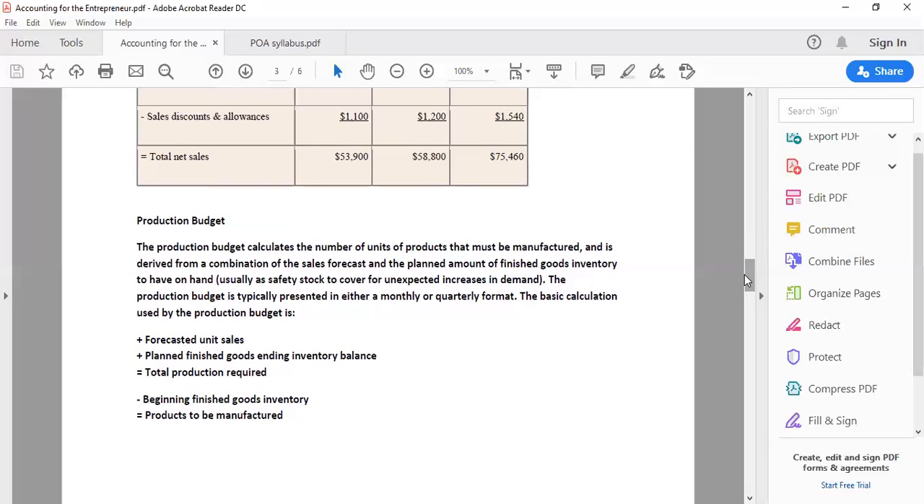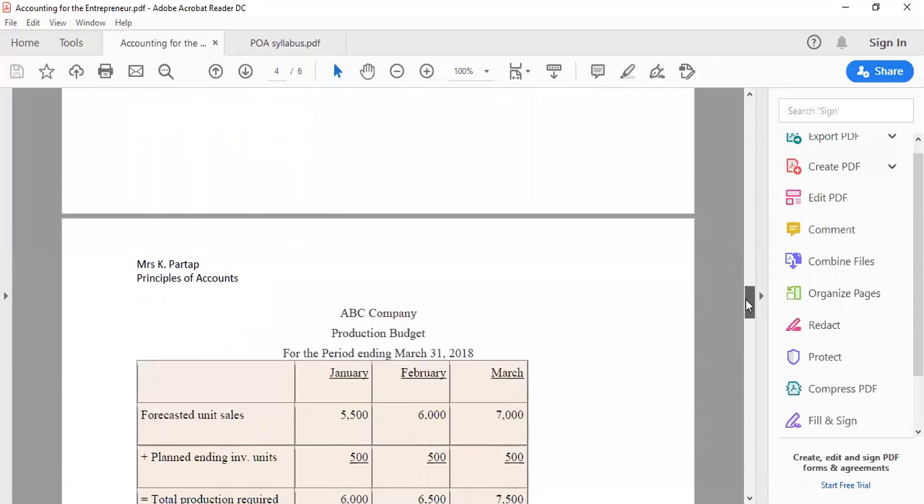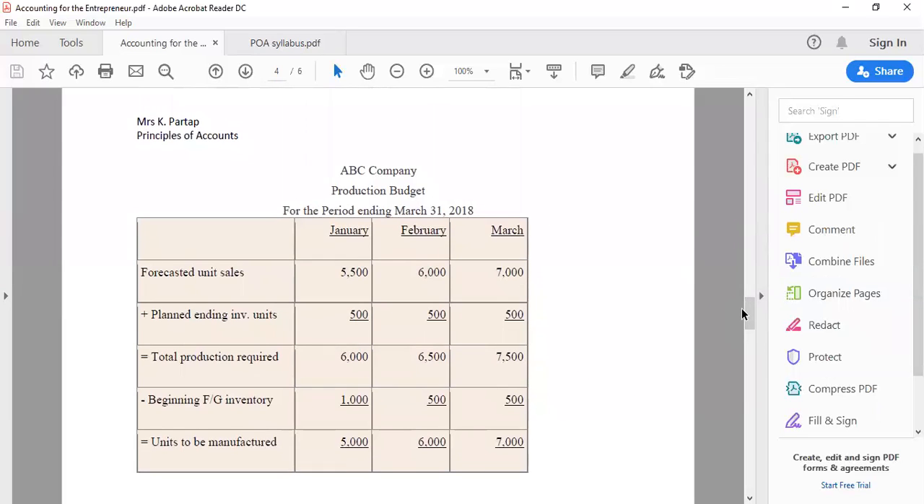The production budget is typically presented in either a monthly or quarterly format. The basic calculation used in the production budget is, we have the forecasted unit sales and the planned finished goods, so we add them together to get the total amount of production required. We then need to minus the finished goods inventory to get how much we are going to be manufacturing. We'll see that here in the table. All right, so we have the production budget, again for the same 3 months.